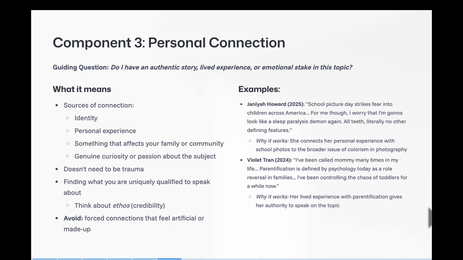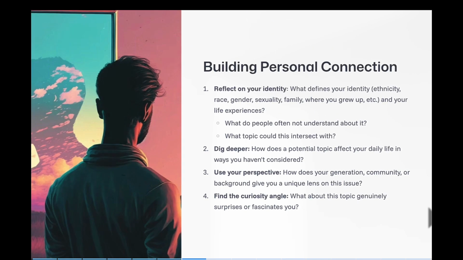Something you definitely want to avoid, though, are forced connections that feel artificial or made up. I see speakers do this where it's clear you're just trying to tug at the audience's heartstrings, but you don't actually feel that strong of a personal connection, and that never works. A few other points or tips for building personal connection you can see here.